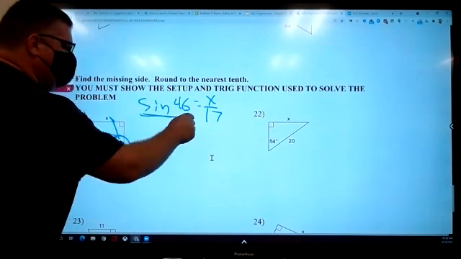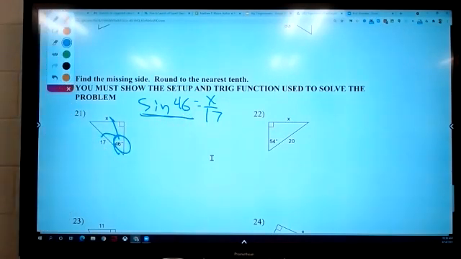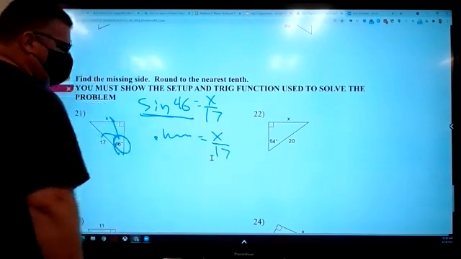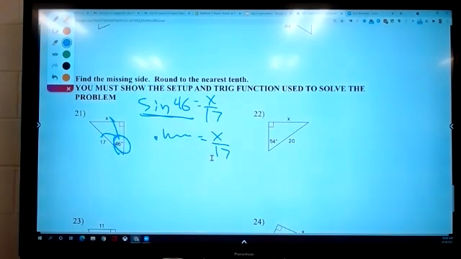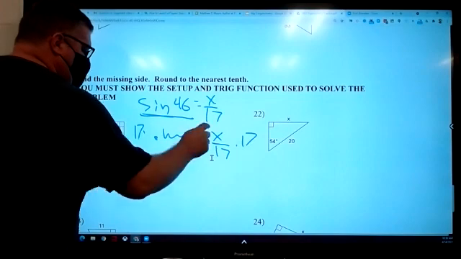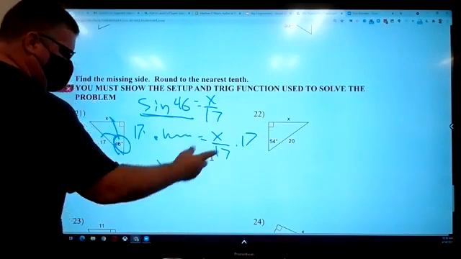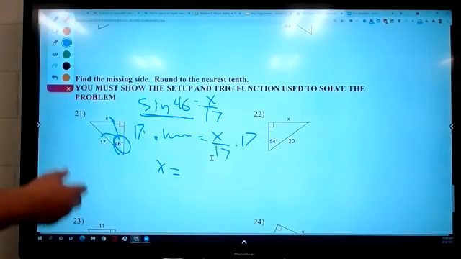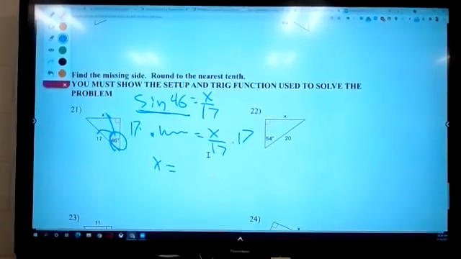But now, because I have sine 46, I can just turn that into a decimal, right? Point blah, blah, blah equals x over 17. Does everybody agree? So then all I have to do is times 17. And so x equals blah, blah, blah, point blah, blah, blah, right? Same thing for 22. Okay, those work.